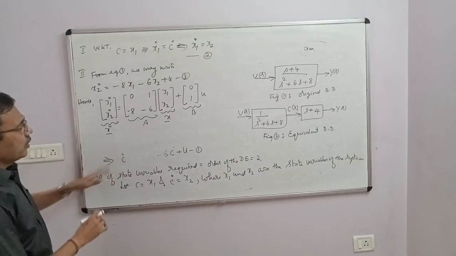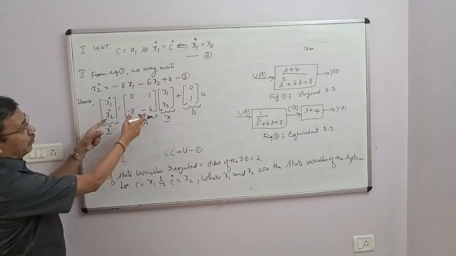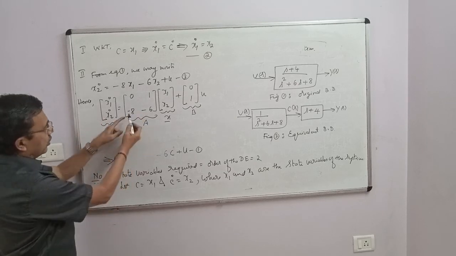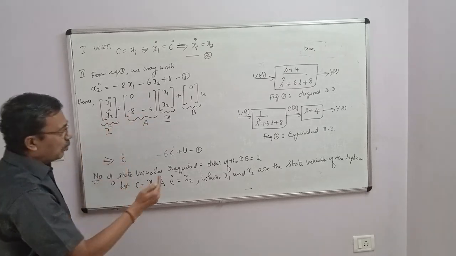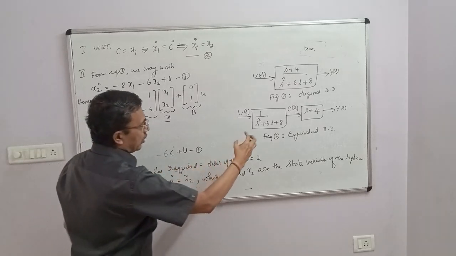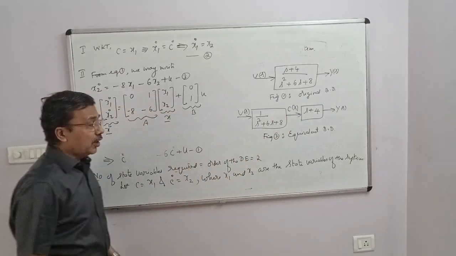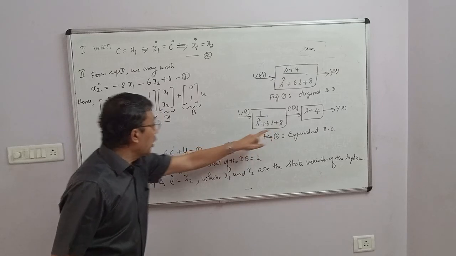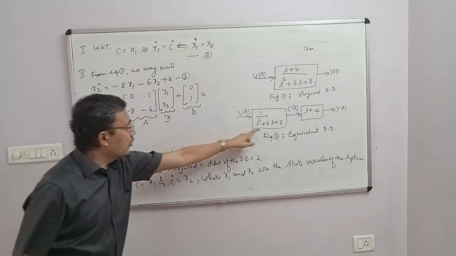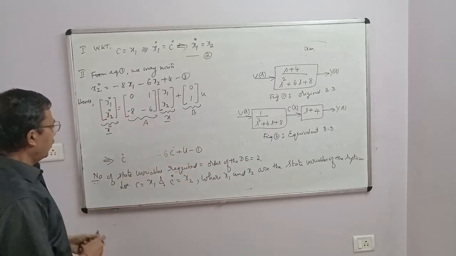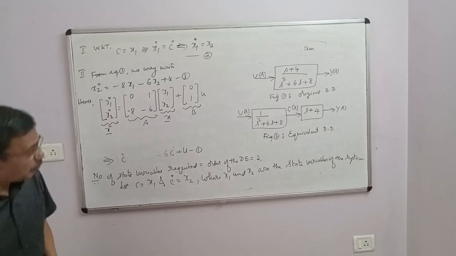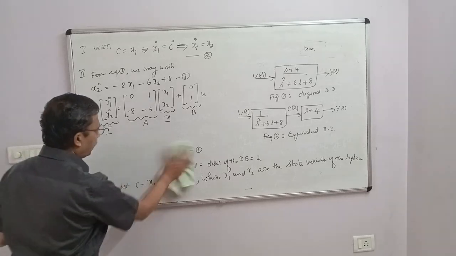Again, look at the figure. Look at this equation. The entries of the second row are nothing but the coefficients of the denominator polynomial written in the reverse order with a sign change. 8 becomes minus 8, 6 becomes minus 6. This is the state equation. Next we will go to the output equation.